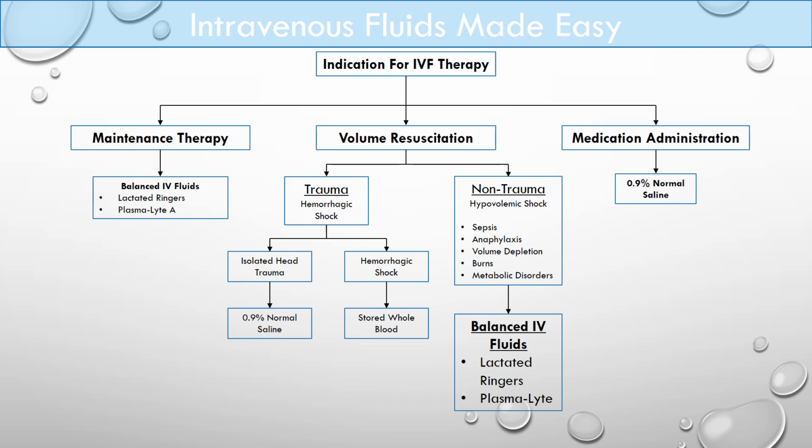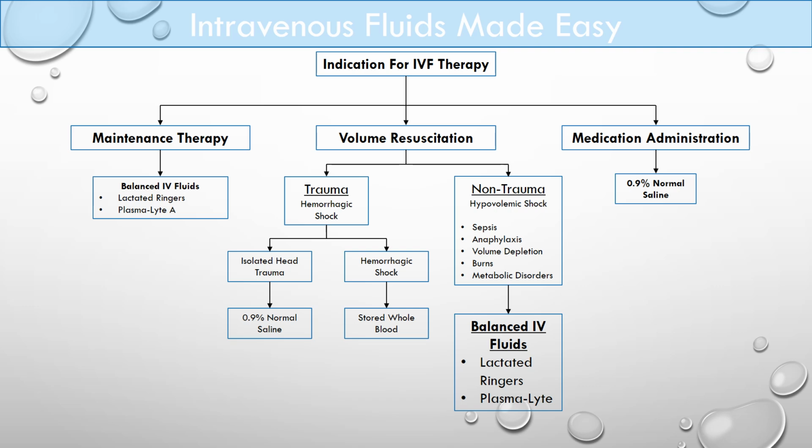Now, on the volume resuscitation side, if the patient is not traumatic and is in hypovolemic shock, recall Dr. Hartman and the patients that she was treating in the 30s who had hypovolemic shock from diarrheal illnesses. It's relatively the same thing we're talking about in sepsis and anaphylaxis, in burns or metabolic disturbances. These patients get LR or plasmalyte. If the patient is traumatic and they're in hemorrhagic shock, they get stored whole blood.